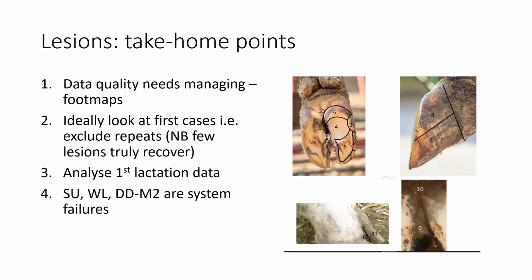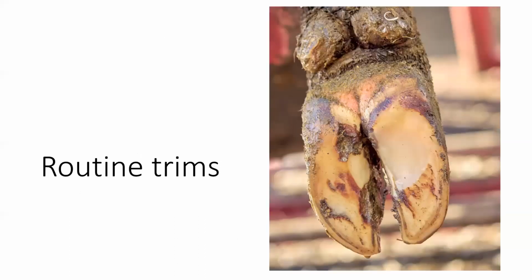And sole ulcers, white lines, and digital dermatitis, particularly the M2, the 2 centimeter ulcerated lesions, I feel are system failures. That's jargon. I feel that we can do an awful lot to prevent a large number of those. Once we're over 5% of cows with sole ulcers or white lines or digital dermatitis, as separate lesions, then I think there's some room for improvement.